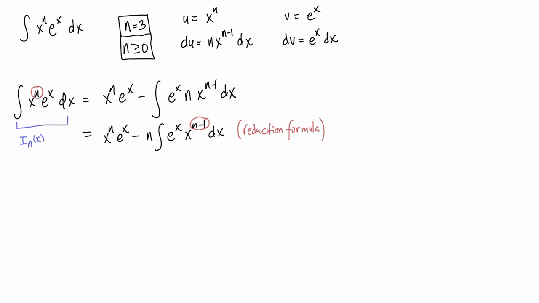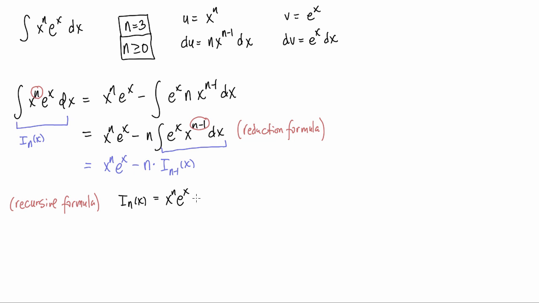Question now is, what am I looking at over here? Well, if that is I_n, then this is x to the n e to the x, minus n times, and if you look at this integral, this is I_(n-1). So the basic recursion formula, if I'm thinking about a recursion here, the recursive formula is I_n of x equals x to the n e to the x minus n I_(n-1) of x.